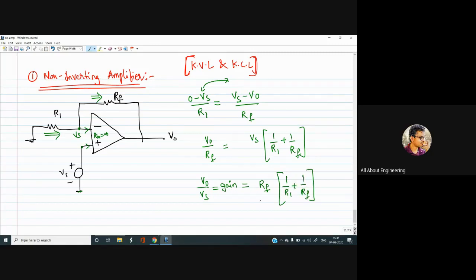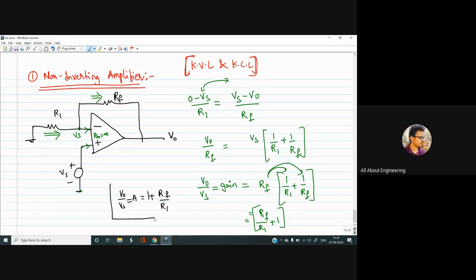Now you can simplify this as RF by R1 plus 1. So you multiply RF to both the terms, RF will get cancelled and you will end up with the following result. So let me write the result here. V output by Vs equal to gain, which is equal to 1 plus RF by R1.